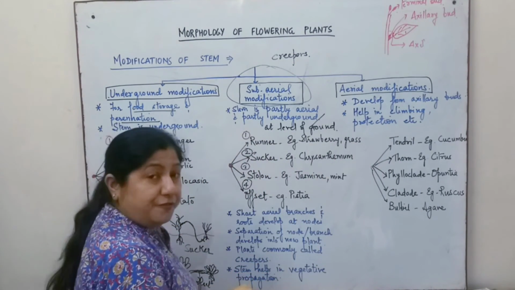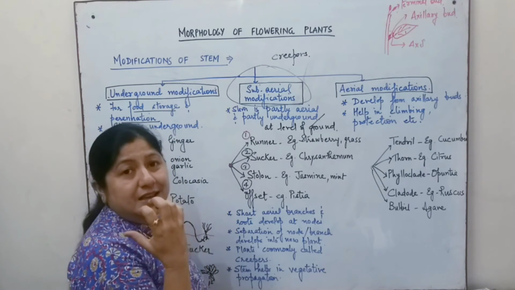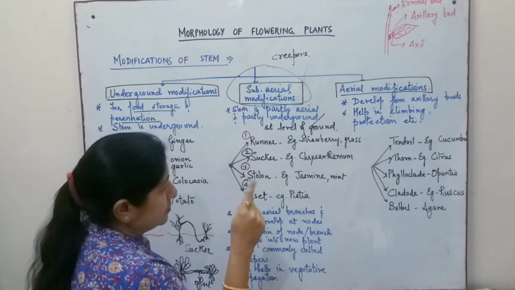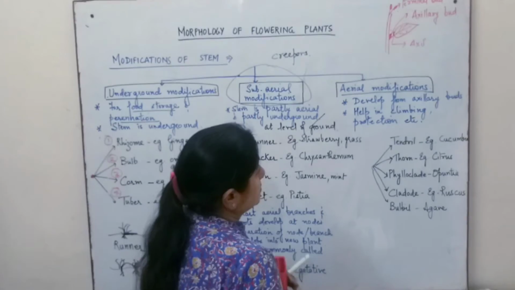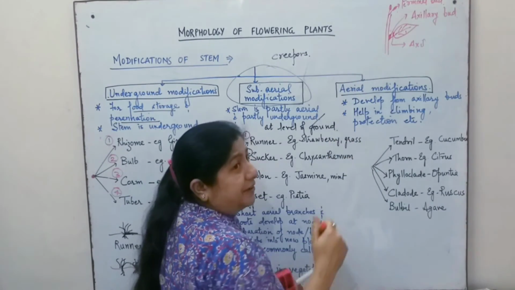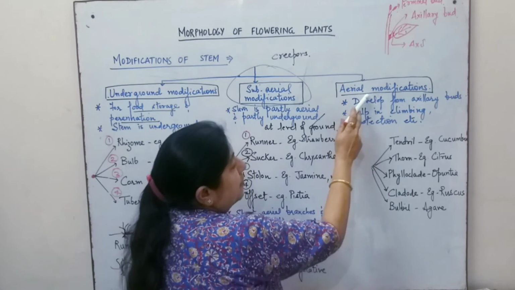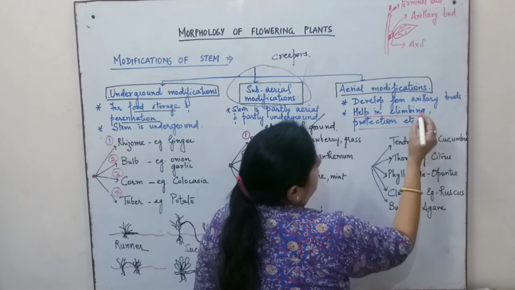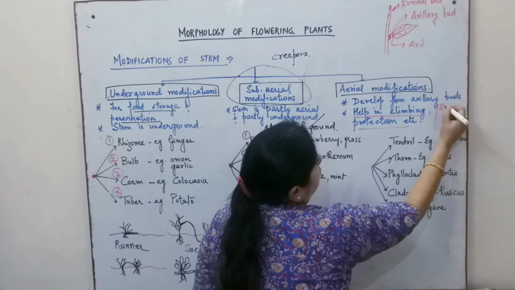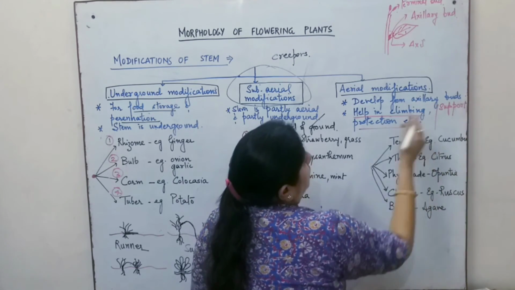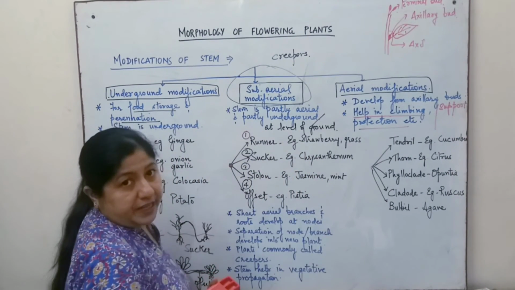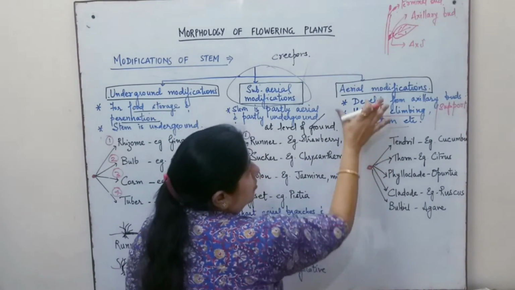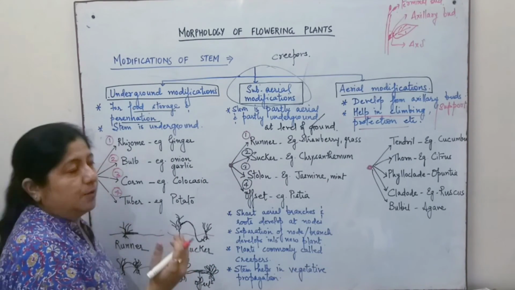So if you observe carefully, any plant which is having tendrils or which has the stem modified into the aerial modification, it will be developing from the axillary bud. This type of modification mainly gives the plant support. Besides that, it also provides protection, as we'll be seeing in the various modifications. So over here, we'll be talking about the aerial modifications.